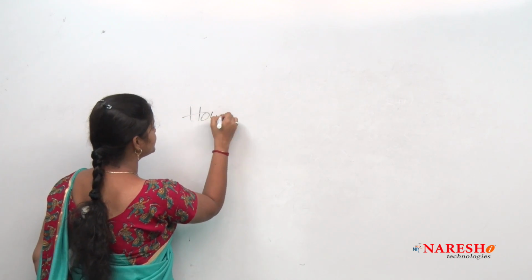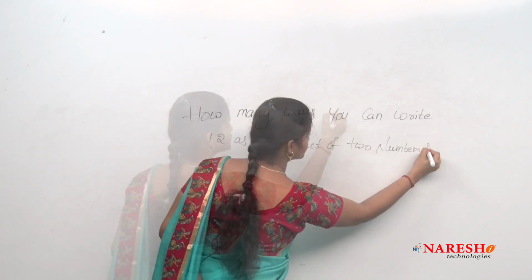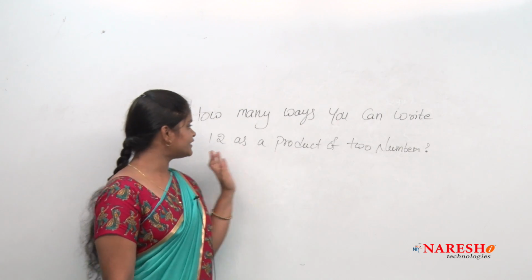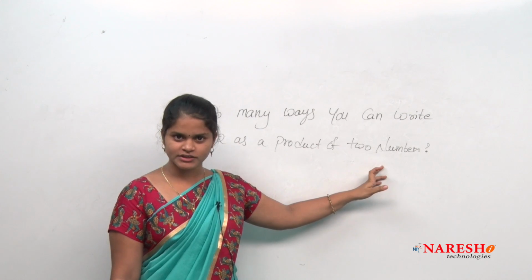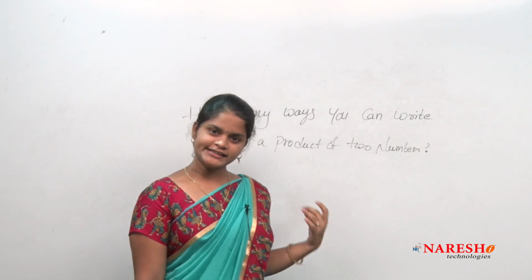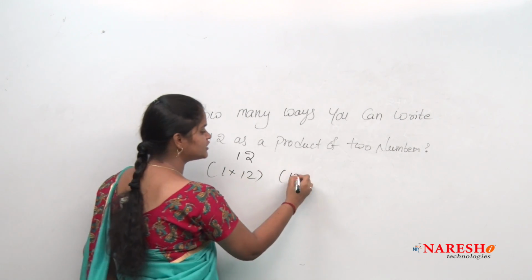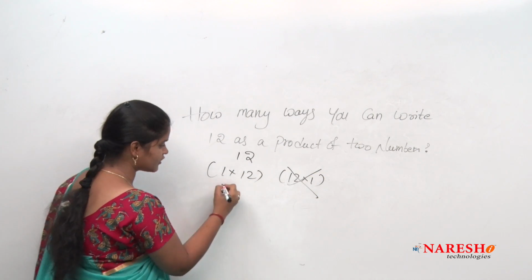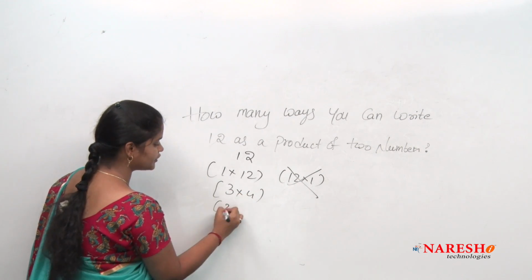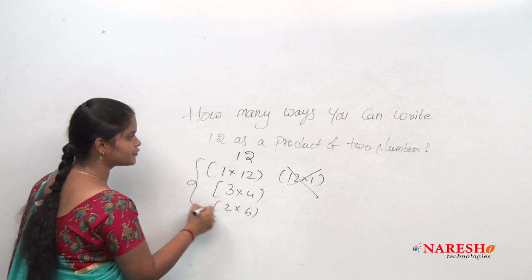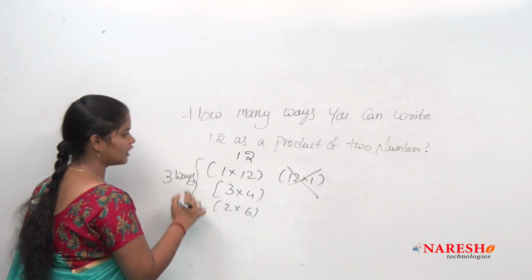Okay, now if a question is like how many ways you can write, let me write the question for you. So the question is like how many ways you can write 12 as a product of two numbers. Okay, 12 is a very small number, so I can easily write. Let's see, 12. Can I write it as 1 into 12? Yes, and 12 into 1 is also same, so no need to take this. So can I write it as 3 into 4, 2 into 6? Is there any more? No, right? So how many ways can I write it as a product of two numbers? 3 ways.